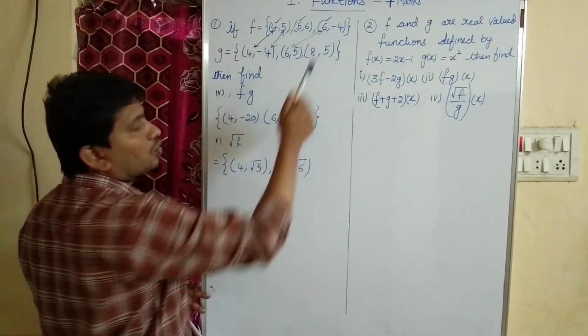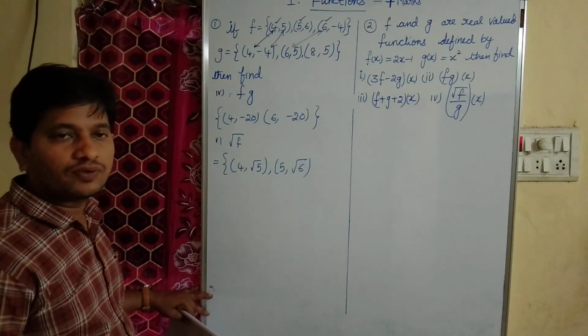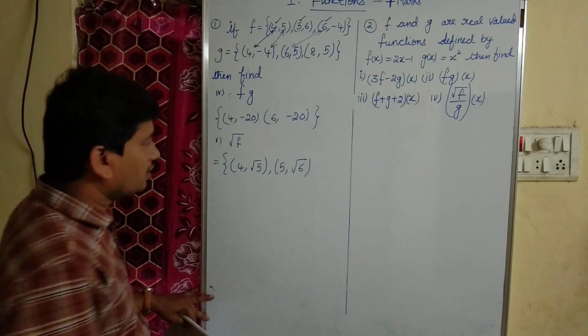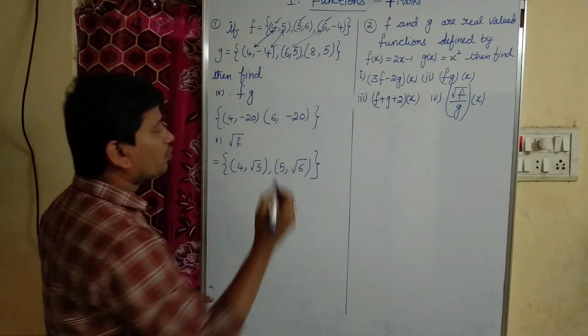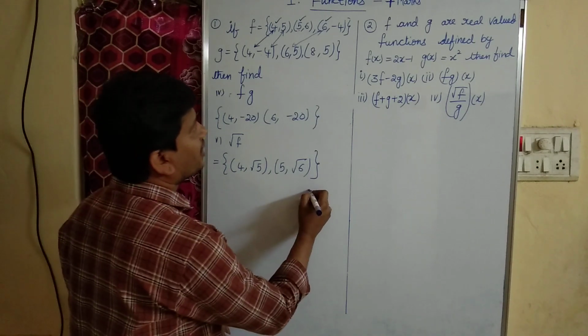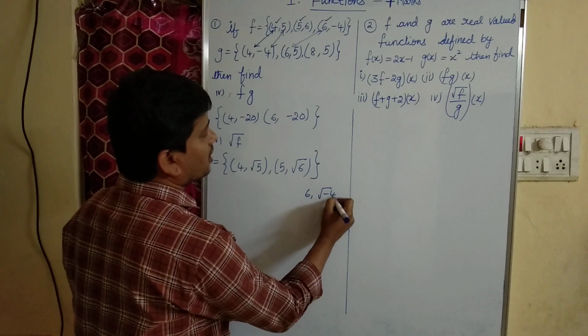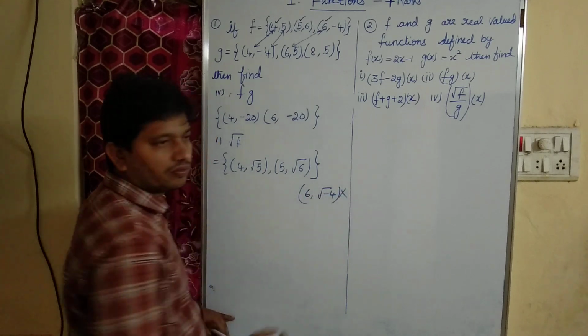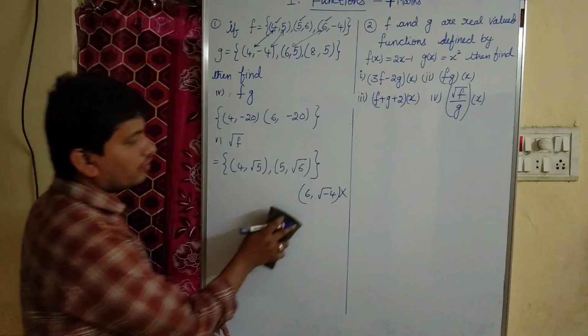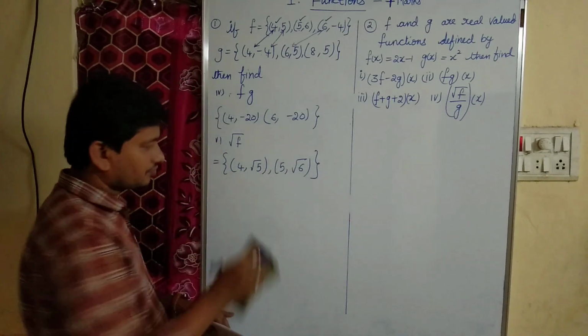6 comma root minus 4. Root minus 4 is not defined, it is a complex number, we cannot define it. So the answer is 4 comma root 5 and 5 comma root 6. If you write 6 comma root over minus 4, which is wrong, we can't define it, right? So don't write 6 comma root over minus 4.